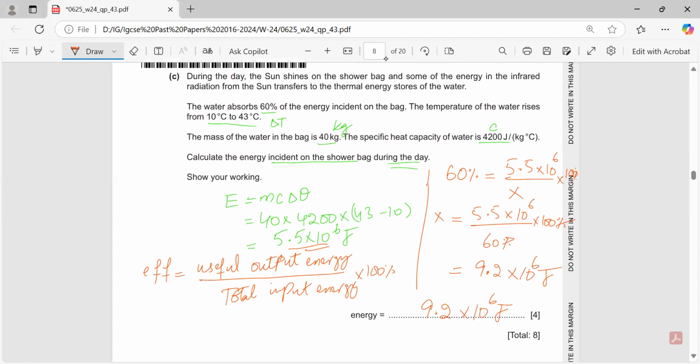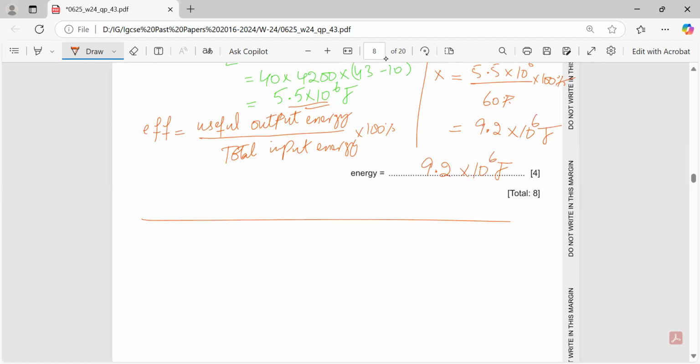This way we can calculate this answer, because 60% of this energy is absorbed, and we have calculated it from the given data using E equals mc delta theta, or you can use Q equals mc delta theta, or E equals mcΔT. Anyway, you can use these equations, first of all the recommended one, which is in the course outline: Q equals mc delta theta. No worries if you write E equals mc delta T, it will work, because delta T gives the change in temperature in Kelvins and delta theta gives the change in temperature in degrees Celsius.